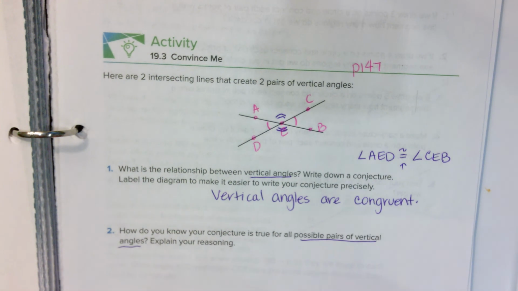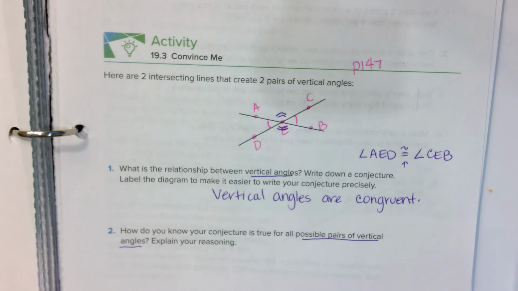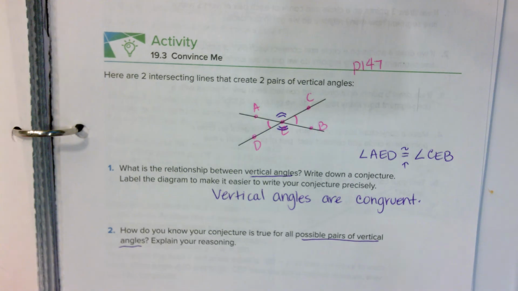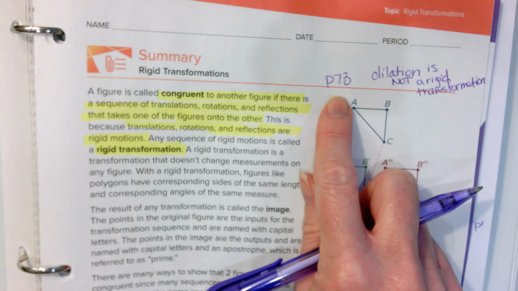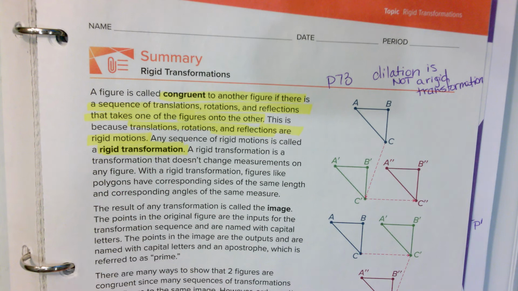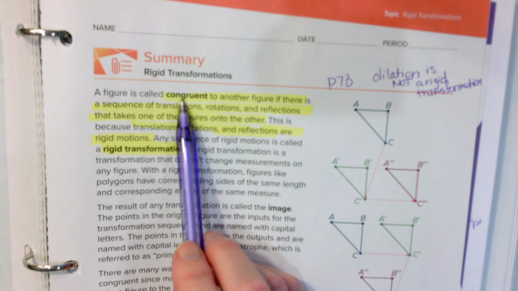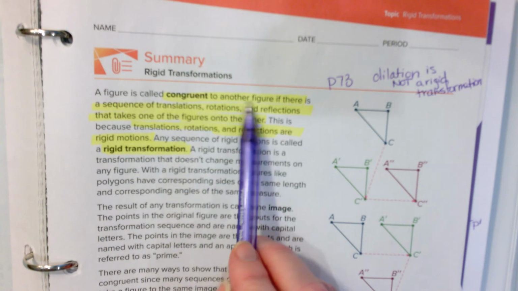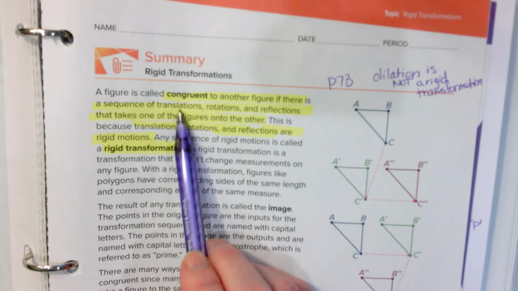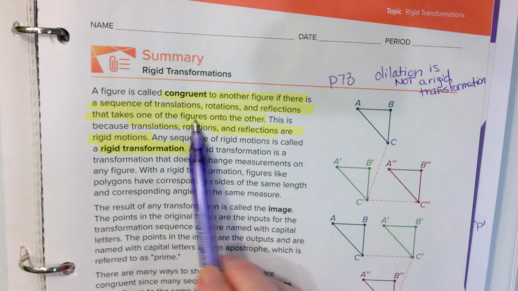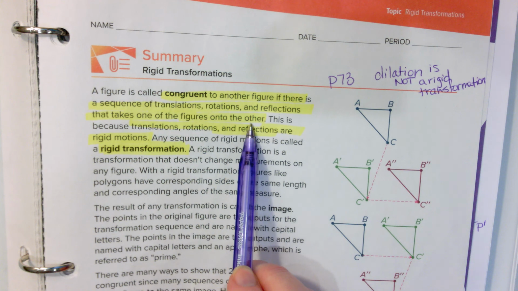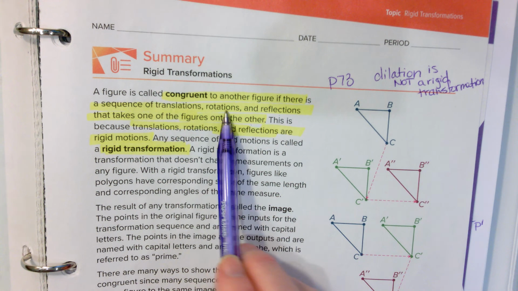So I want to go back to something that we've learned in our book, and I'll flip back so you don't have to, but I'm flipping back to page 73. On page 73, this is the summary for lesson 10, and we said a figure is called congruent to another figure if there's a sequence of translations, rotations, and reflections that take one of the figures onto the other. So these were my translations, rotations, and reflections.